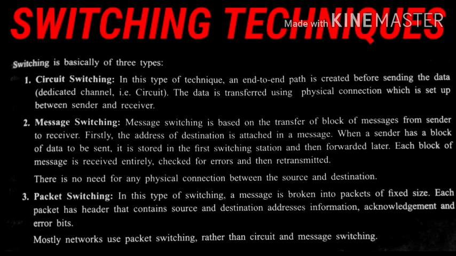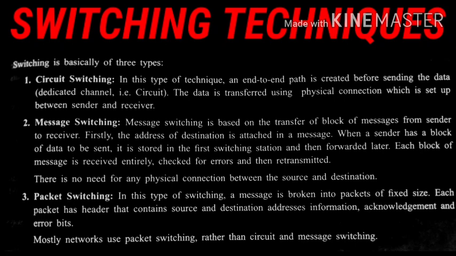Message switching is based on the transfer of blocks of messages from sender to receiver. Firstly, the address of the destination is attached to the message. When a sender has a block of data to be sent, it is stored in the first switching station and then forwarded later. Each block of message is received entirely, checked for errors and then retransmitted. There is no need for any physical connection between the source and destination in this kind of switching.